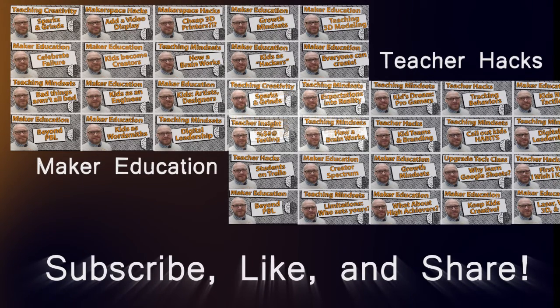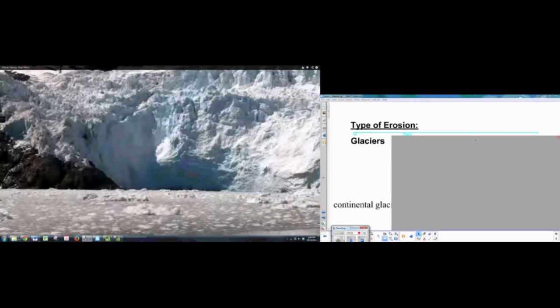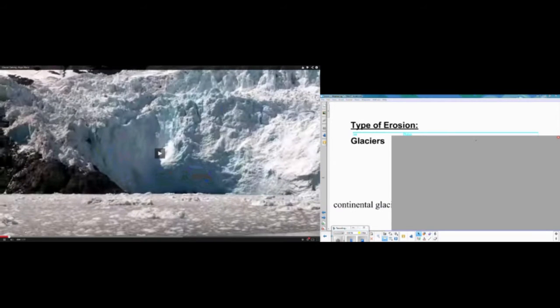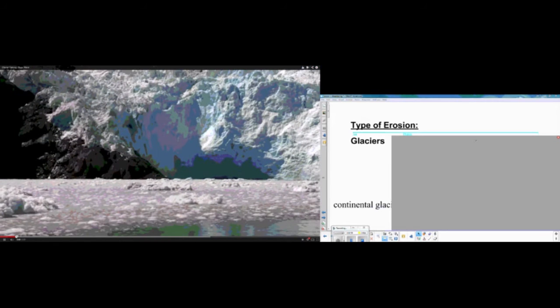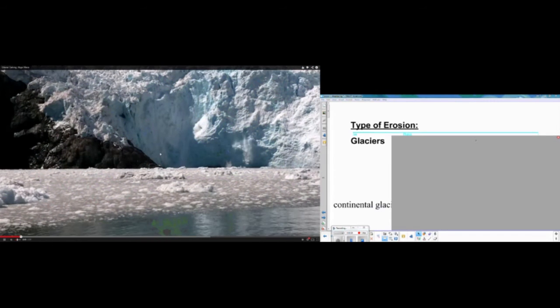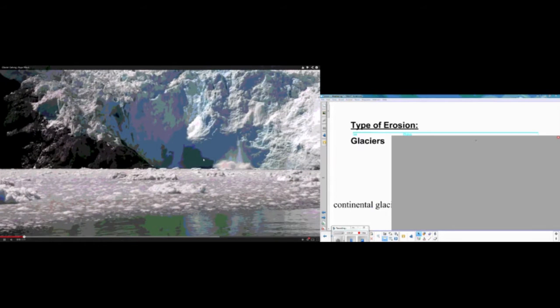Okay, so first we're going to cover the type of erosion that's caused by glaciers. Now, glaciers can carry enormous boulders, enormous rocks with them. And to start us off, what we're going to start with is this video. This glacier is calving, as they say.